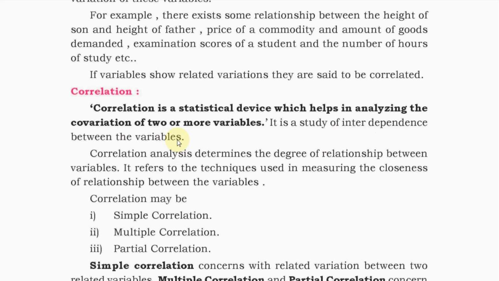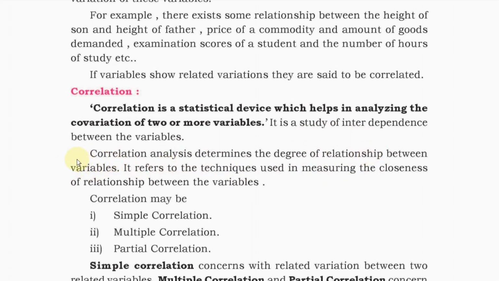So this is your definition of correlation. Correlation analysis determines the degree of relationship between variables. It refers to the techniques used in measuring the closeness of the relation between the variables. So correlation helps us in analyzing the degree of relationship between the variables.